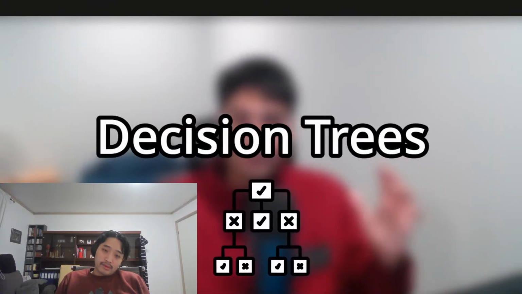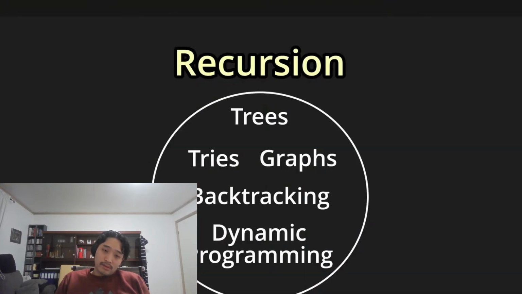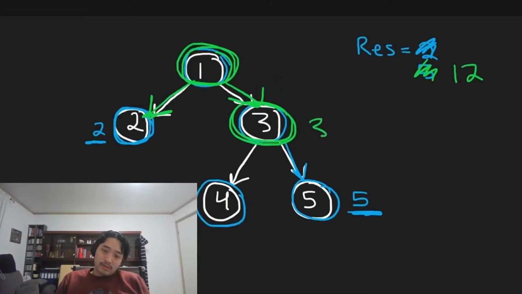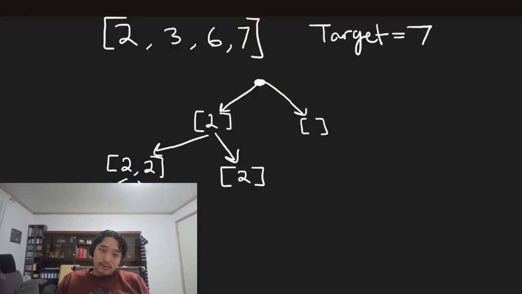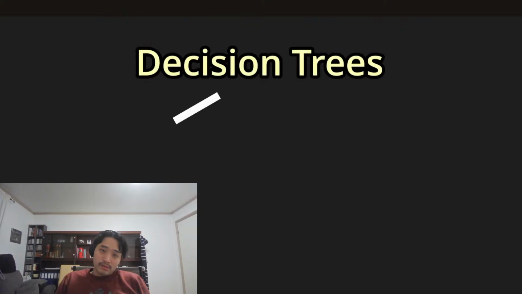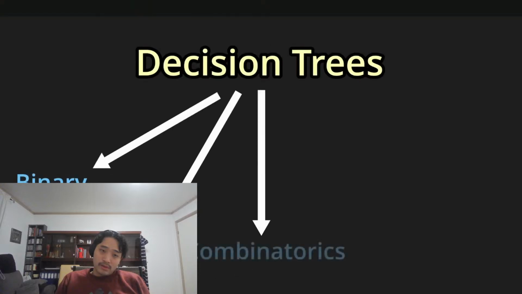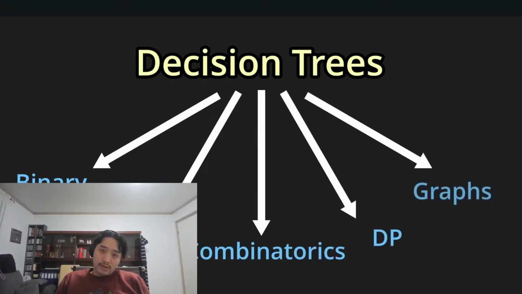Another broad concept is recursive decision trees. You might be thinking, doesn't the specific pattern actually matter? Like recursion can be applied to trees, it can be applied to backtracking. Well, yes, no one is born knowing those concepts, you'll have to learn them. But if you have a very strong fundamental understanding of decision trees, you can solve a wide variety of problems, from binary trees, backtracking problems, combinatorics, dynamic programming, and sometimes even graph problems.